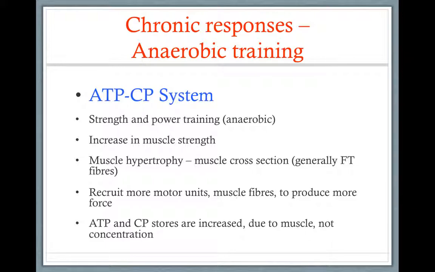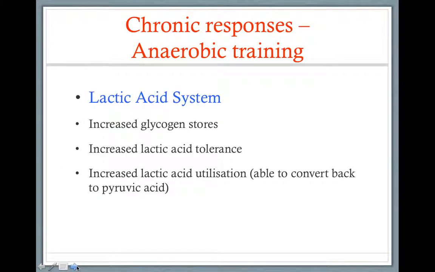ATP and CP stores are increased. Quite simply, if we've got a greater muscle mass, we've got greater area to store ATP. So we can actually store more ATP. Well, that's a good thing, isn't it? More ATP stored, that first energy system becomes even just a little bit more efficient, a little bit more powerful. So we've got more stores because we've got more muscle. Not because they've increased in concentration, just because, as a result of this long-term anaerobic weights training, we've got a larger muscle mass, therefore we can store more ATP. So this first system will become more powerful.